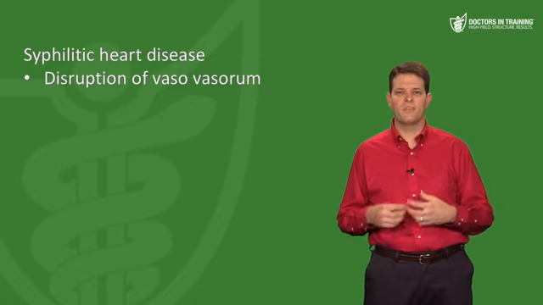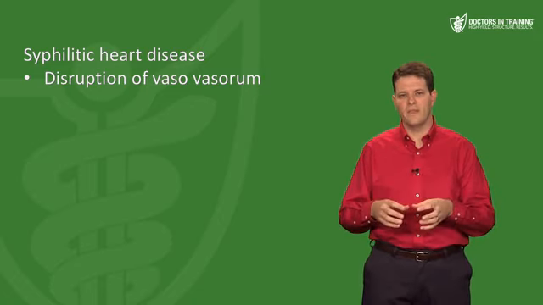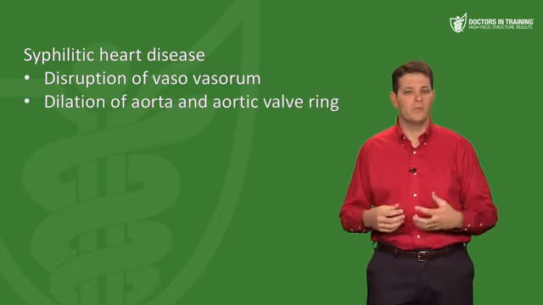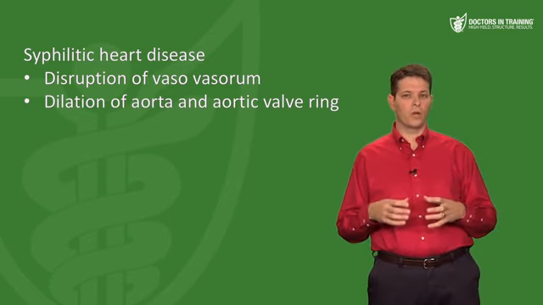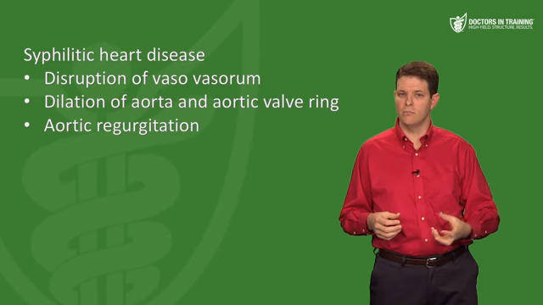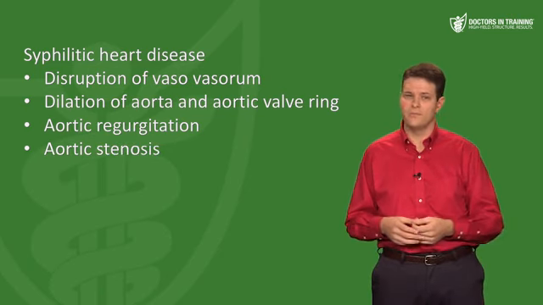Tertiary syphilis, when it affects the cardiovascular system, primarily affects the aorta. So syphilis disrupts the vasa vasorum, those blood vessels that supply the aorta. It can cause dilation both of the aorta itself and the aortic valve ring. Then dilation of that aortic root can lead to aortic regurgitation, but syphilis can also cause aortic stenosis.